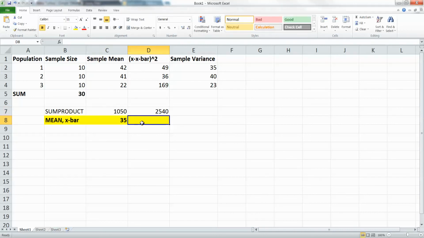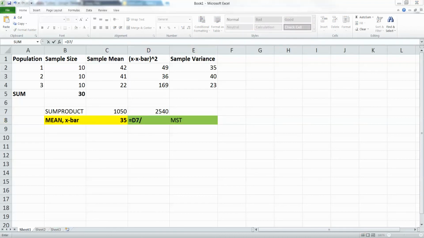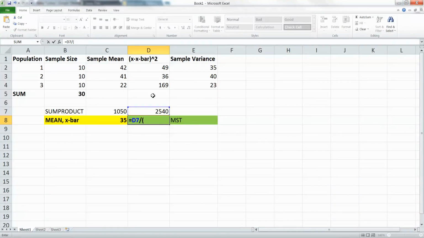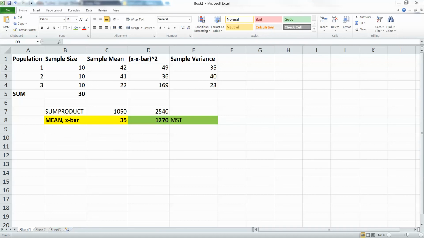Okay, so then MST is actually, I'll label it as such. The MST is actually that number that we just found, that sum product, divided by, and let me go back to the formula so you can see it, divided by k minus 1, right? Where k is the number of populations or groups we have. So it'd be divided by parentheses 3 take away 1, because 3 is our last sample, so we have 3 populations. Good? Make sense? All right, so 1270, there's your MST.